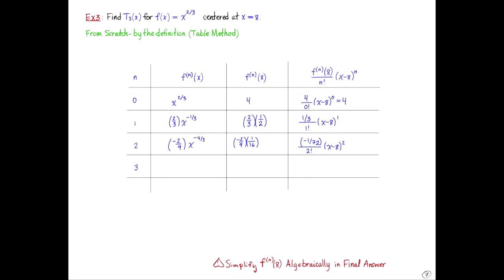Our third derivative, we have negative 2/9 times a negative 4/3, giving us a positive 8 over 27 times x to the negative 7/3.